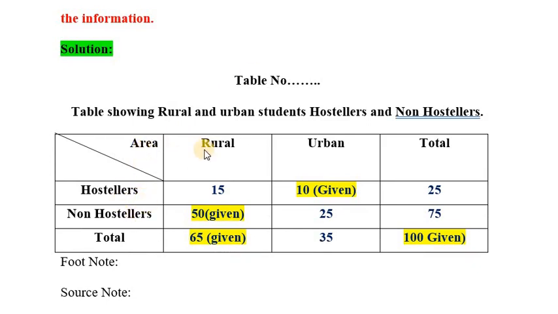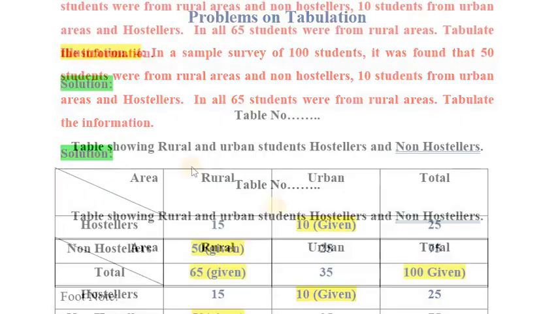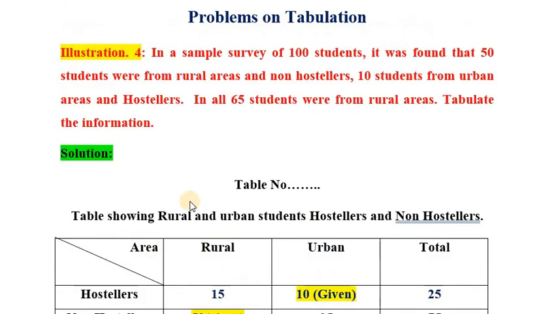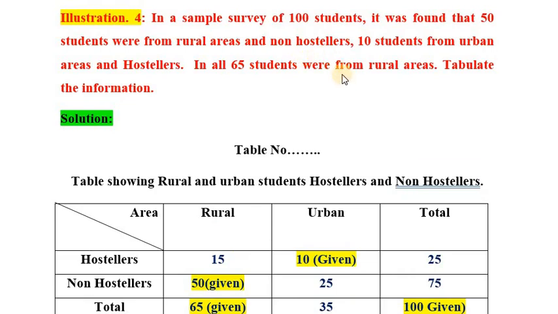The area is divided as rural area and urban area, and inhabitants is divided as hostelers and non-hostelers. For both column and row, we have one total column as well as one total row. Now we have taken the number of columns as 4 and number of rows as 4. Let me place the caption rural and urban areas, then total, and rows hostelers, non-hostelers, and one row for total. And here I first put the given information, or the data, in the table.